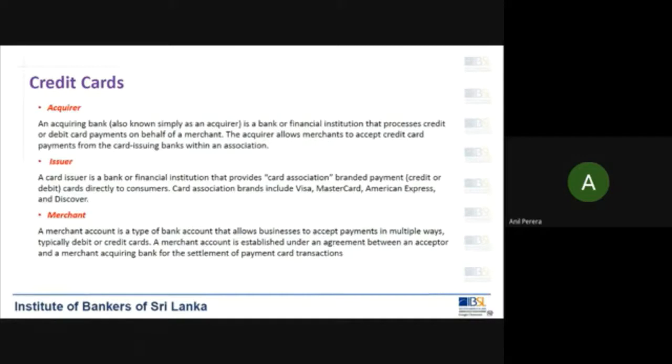Okay. So if you write down some of these facts under this question, what is a credit card? What are the benefits of this credit card? How it works? If you give some information, I think you will be able to get 5 marks for this question.